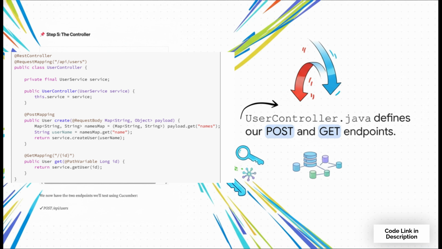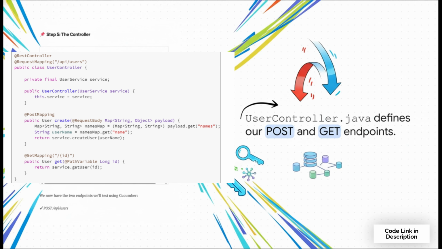Then, @RequestMapping("/api/users") sets the base URL for every method inside this class. From there, we define our specific endpoints. @PostMapping handles HTTP POST requests to create a new user, and it gets the data from the @RequestBody. Then, @GetMapping("/{id}") handles GET requests, using an @PathVariable to snatch the ID right out of the URL.